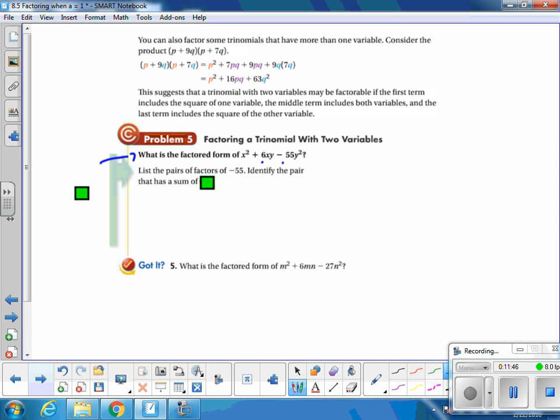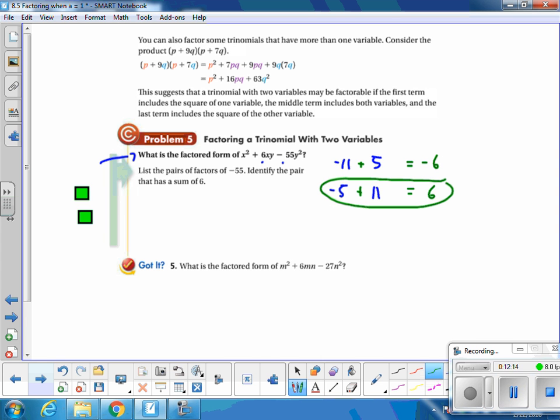So I can do -11 and 5. And that adds to -6, so I think this is not it. And then I have -5 and 11. So let's consider these. That's going to be -6, and that's going to be 6. So that's good. This is the one we're interested in. Now we're looking for the one that has the sum of 6, and we found it.